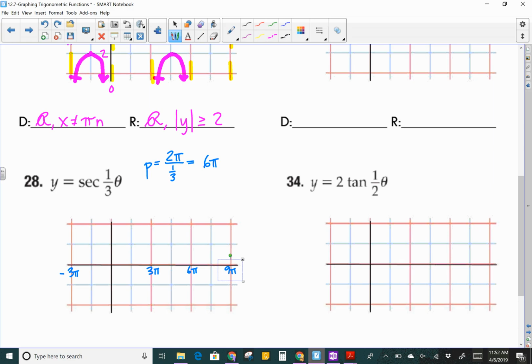My a value is 1, so I don't have to label anything on my y-axis. Then, secant is 1 over the cosine. So cosine starts at a max, 1, 2, 3, 4, ends at a max. Halfway between is a min. Halfway between max and min are zeros.